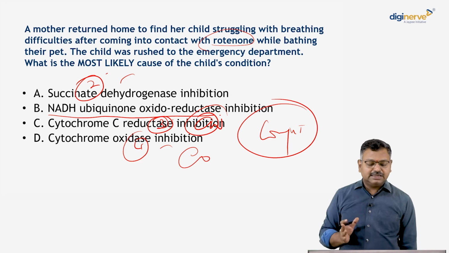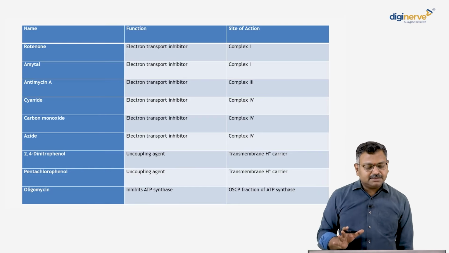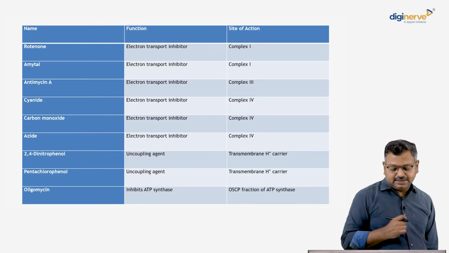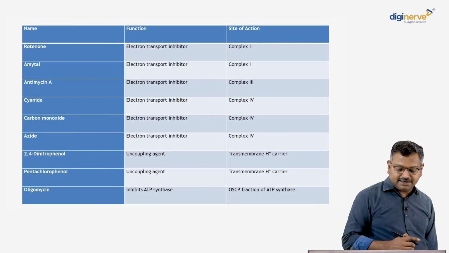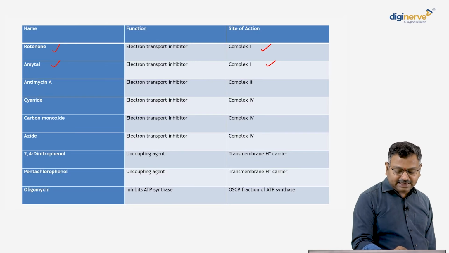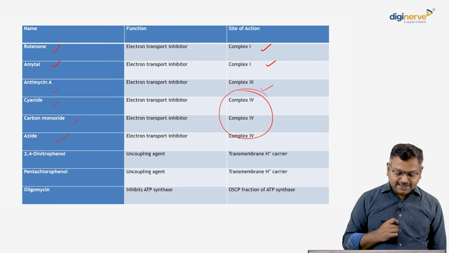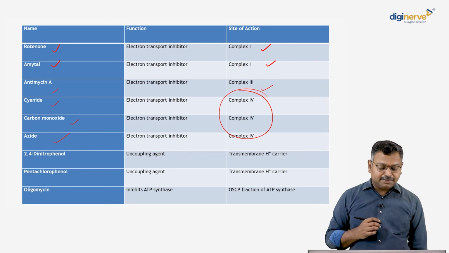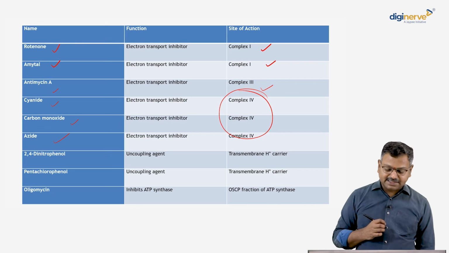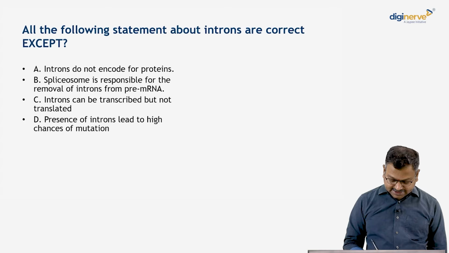So here it is rotenone, so it's complex 1, so the answer is B. So please remember the various effects and the site of action of the electron transport inhibitors. The rotenone is complex 1, amytal is also complex 1, antimycin is complex 3. Then you have the main thing, cyanide, carbon monoxide and azide, all are going to complex 4. The 2,4-dinitrophenol is an uncoupling agent, the pentachlorophenol is also an uncoupler, and oligomycin is inhibiting the ATP synthase. All of these will act on the electron transport and cause severe respiratory distress.